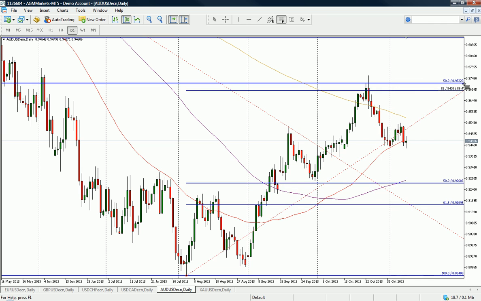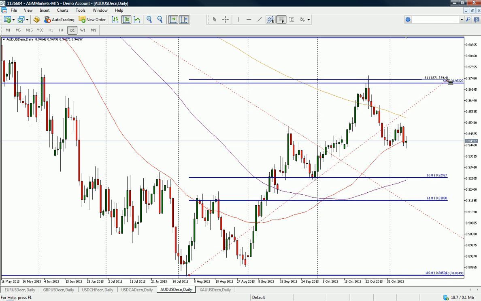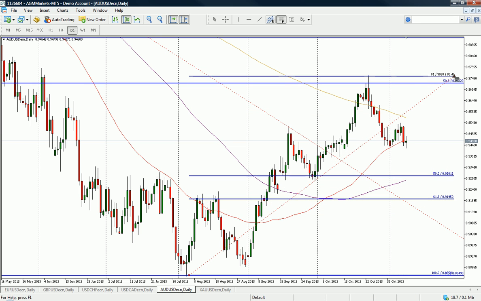Buyers will be looking for this fib to hold if we do get down here. If we do get down, then this will be the fib that they'd be looking out for. It's basically just the obvious swing low, previous support as well at the 50% retracement, so keep an eye out on that.